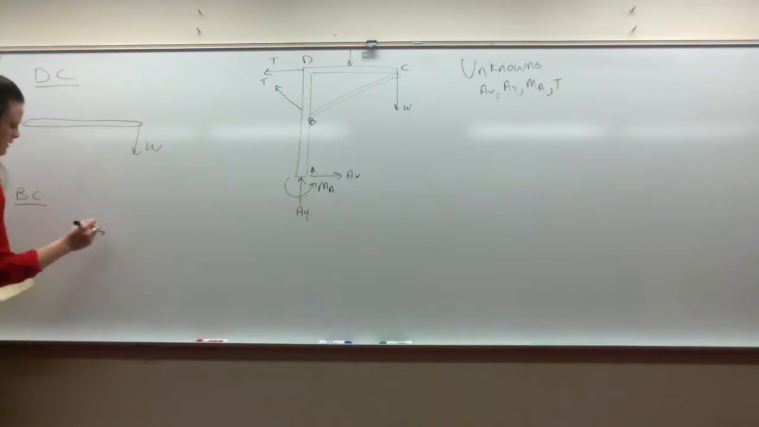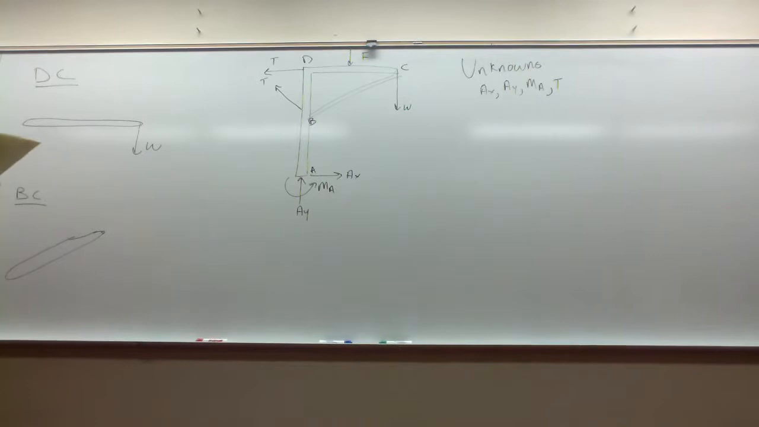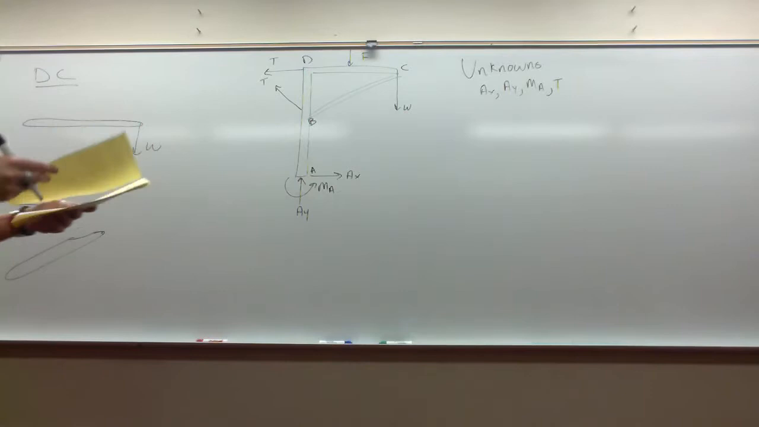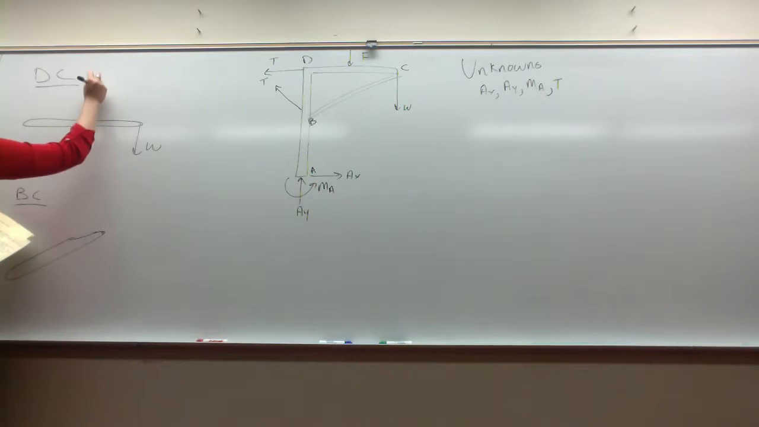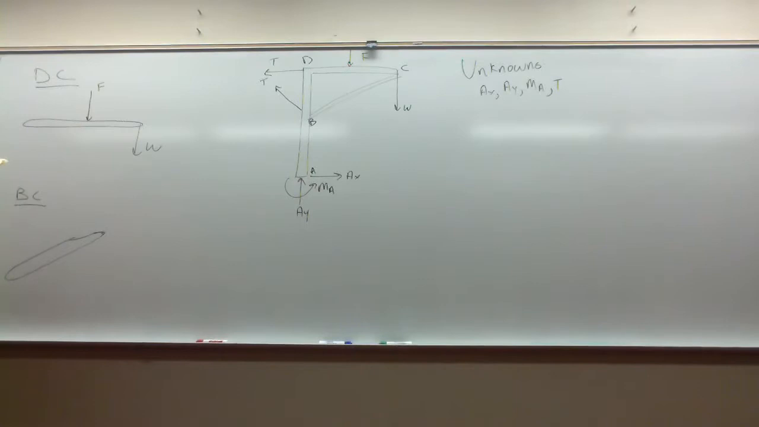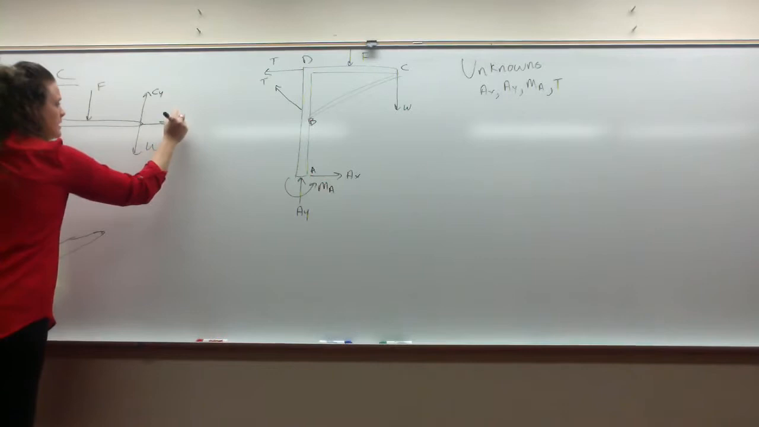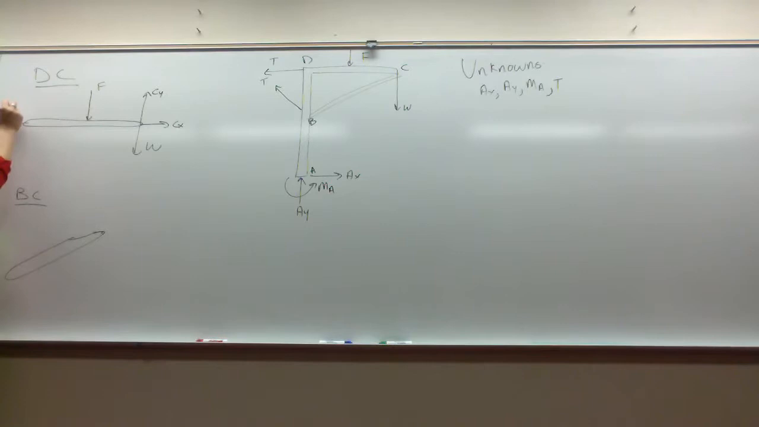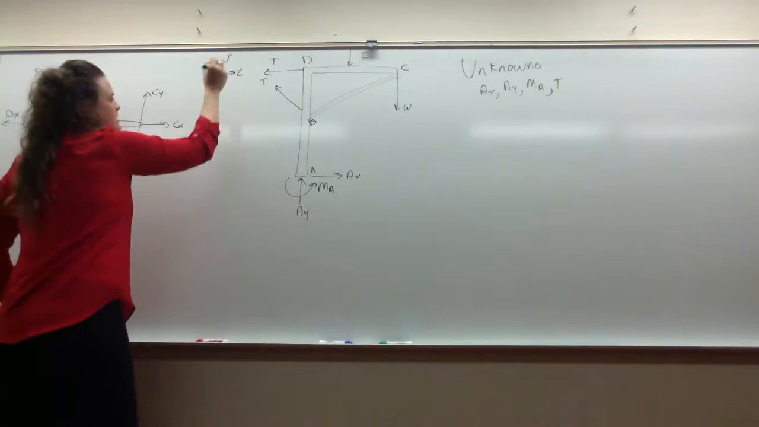So in this case, I'm going to choose to apply this weight to member DC. And I also need to take into account my known external force. And I also have these constraint forces at CY and CX, and DX and DY. Remember that with your constraint forces, the sign, however you choose to draw them, is completely up to you. And the math will tell you if you've drawn them correctly or not.